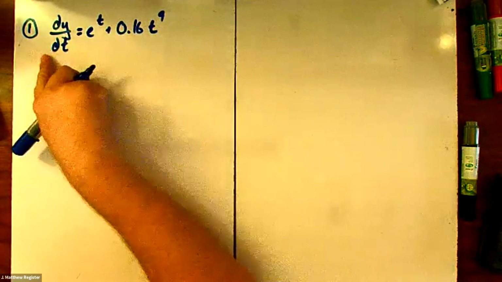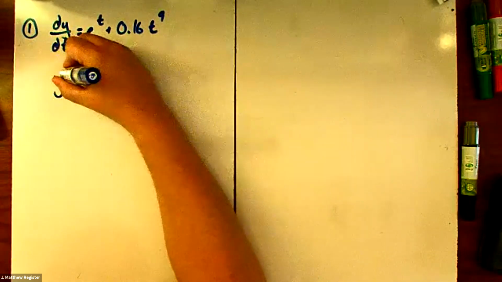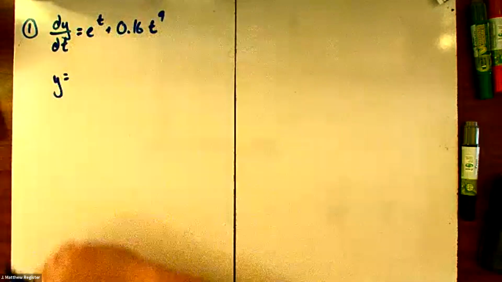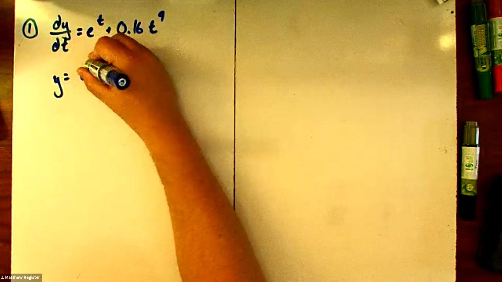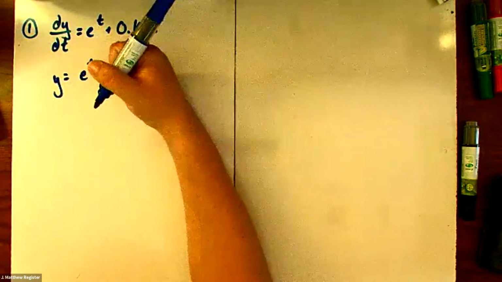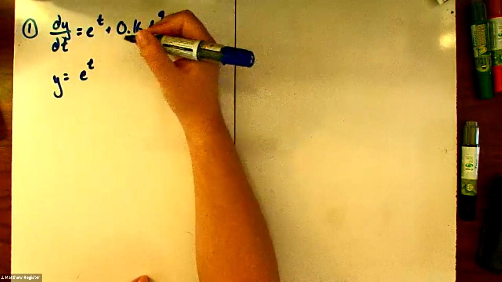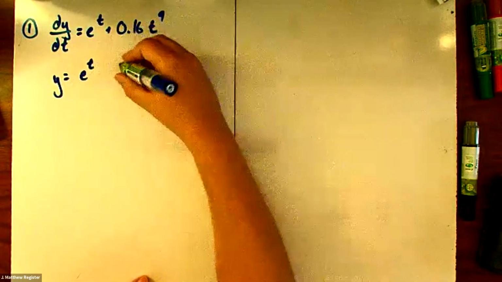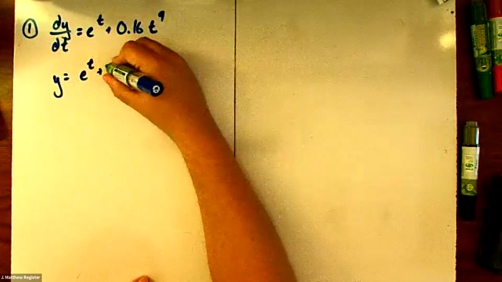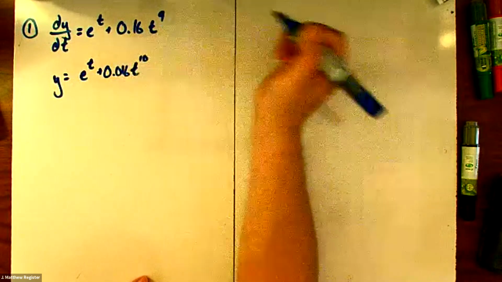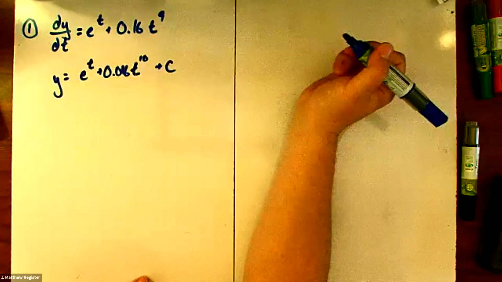And so the antiderivative on the left side is just going to give you y. On the right side, we would get the integral of e to the t, which is e to the t. The integral of 0.16 t to the 9th, well, that's going to be 0.16 t to the 10th divided by 10, which should give 0.016 t to the 10th. And then we'll also have a plus C term.